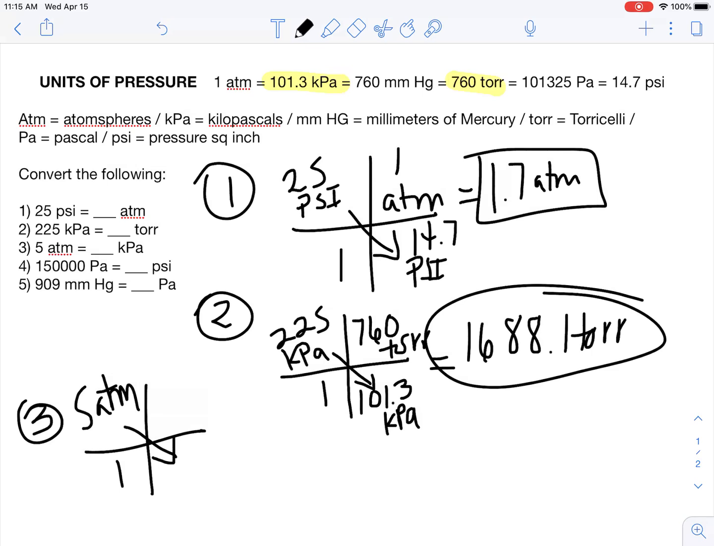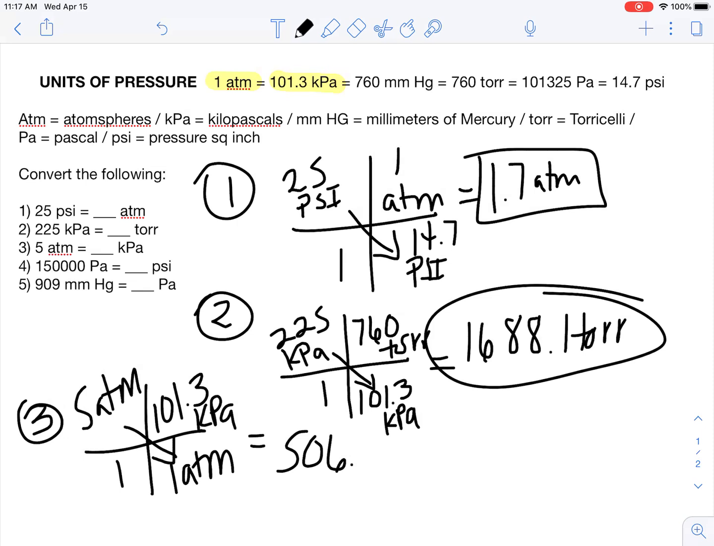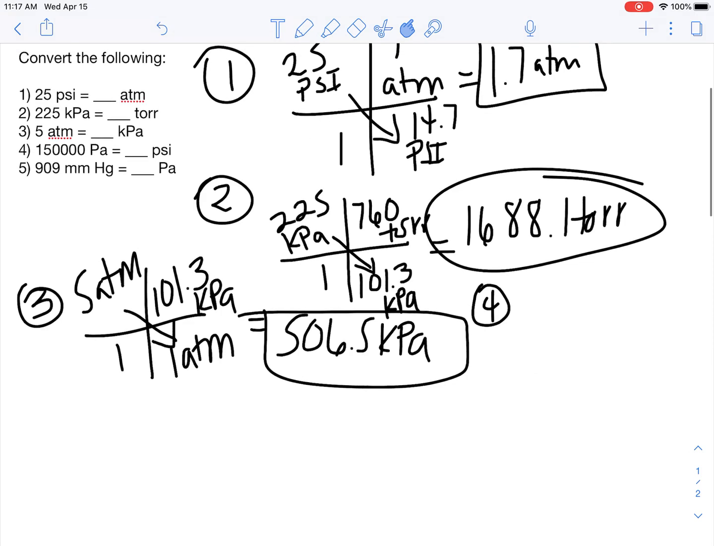All right, number 3. We have 5 ATM, and we need to change ATM to kilopascals. According to what we see here, ATM is 1 and kilopascals is 101.3. So those are the numbers we're going to be using. ATM needs to follow the arrow. 1 ATM goes down, 101.3 kPa on top. And then all that's left is to multiply, because to divide by 1 is going to be the same answer. 101.3 times 5 is 506.5 kPa.